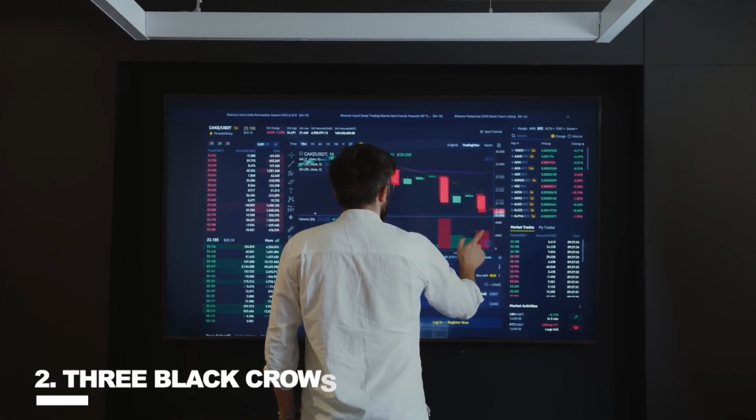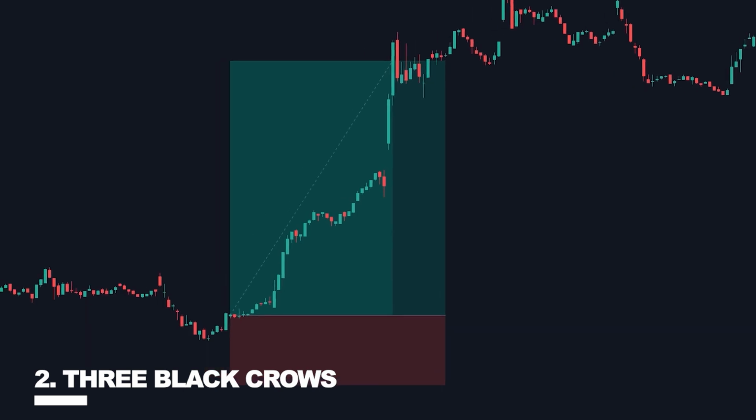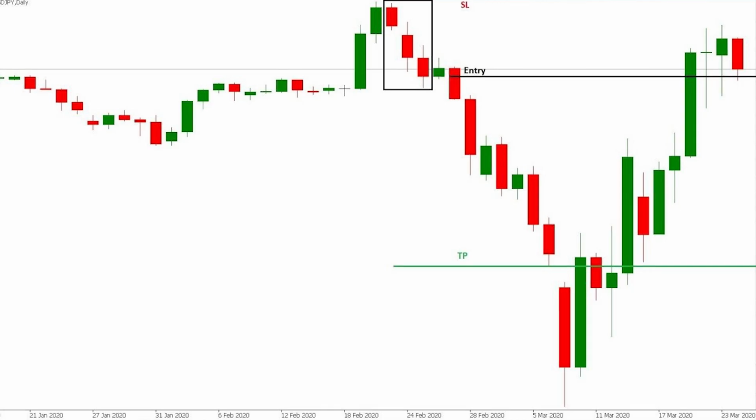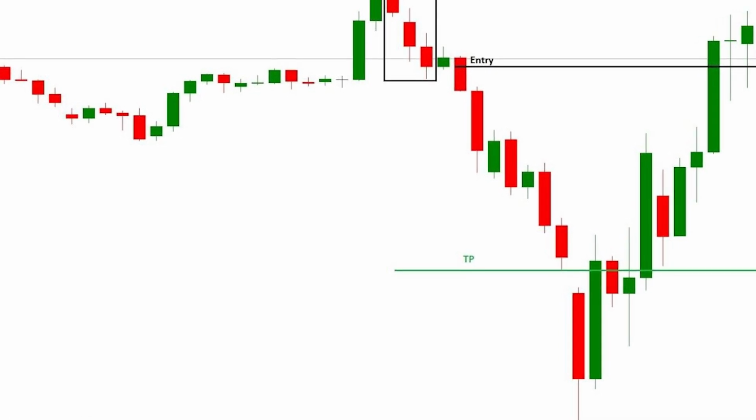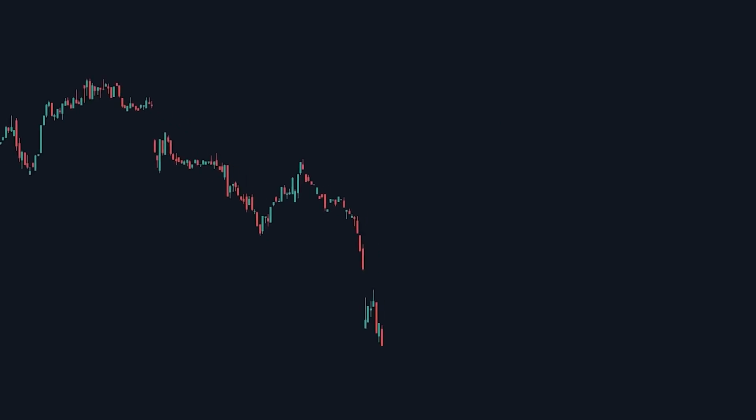Number 2. 3 Black Crows. This pattern consists of 3 consecutive long red candles with minimal wicks. Each session opens at a similar price to the previous day, but it closes lower, suggesting a bearish downtrend.